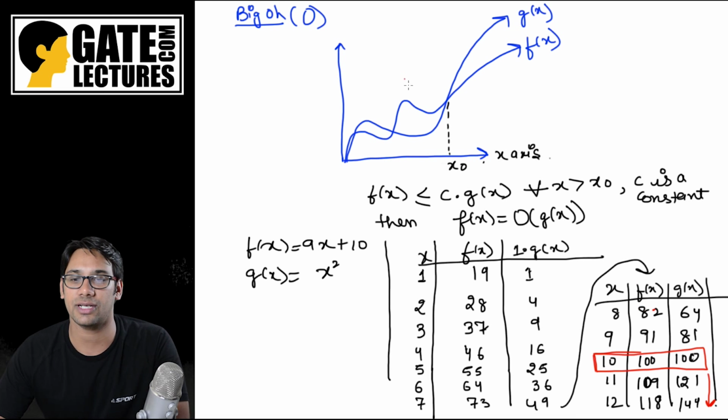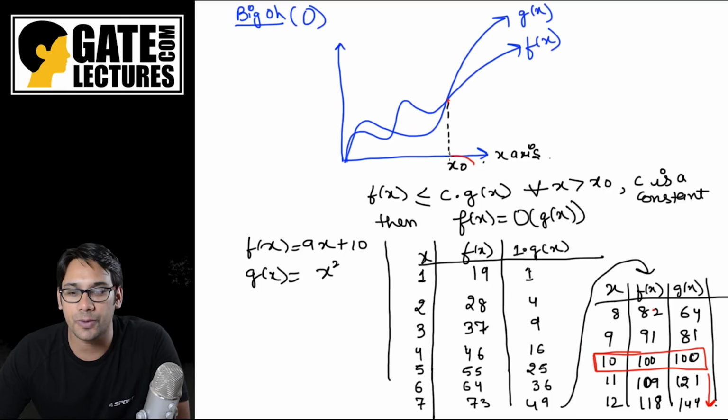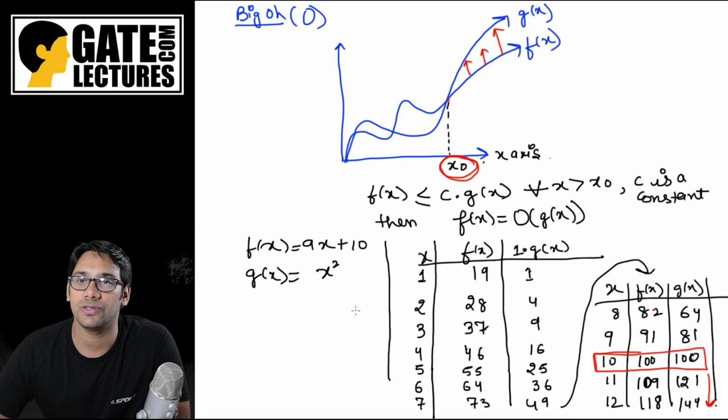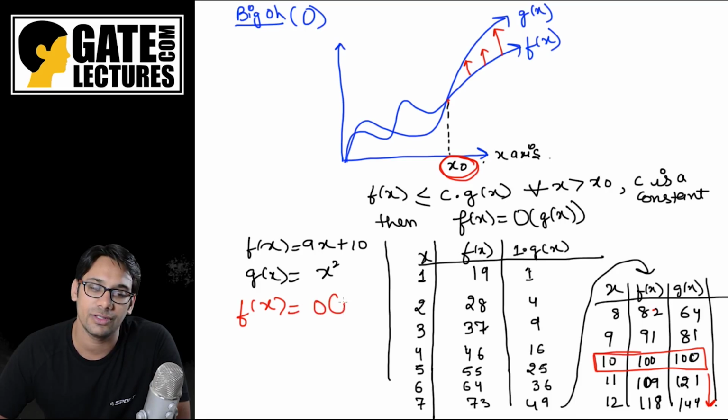Right? For example, in this graph also, if you see before this point x naught, their values are fluctuating. That means at some point of time g(x) is becoming greater than f(x), at some point of time f(x) is becoming greater than g(x). But after this point x naught, g(x) is always greater than f(x). So if this thing happens, then we say that f(x) is order of g(x). Here also I can say that f(x) is order of g(x).